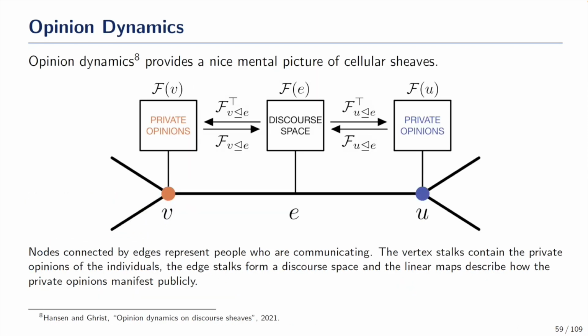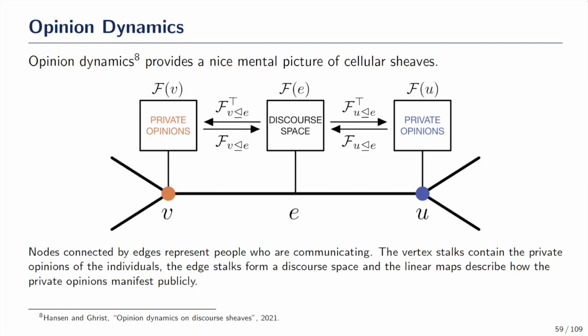For this thing. Okay. Now there's a very nice mental picture you can have of these objects, and this is due to this paper by Hansen and Ghrist, where they use these things for opinion dynamics, and it gives a very nice interpretation. So you could think of the vector spaces of the nodes as a space of private opinions, and the vector space of the edges as a discourse space where, if the nodes are people, they communicate.